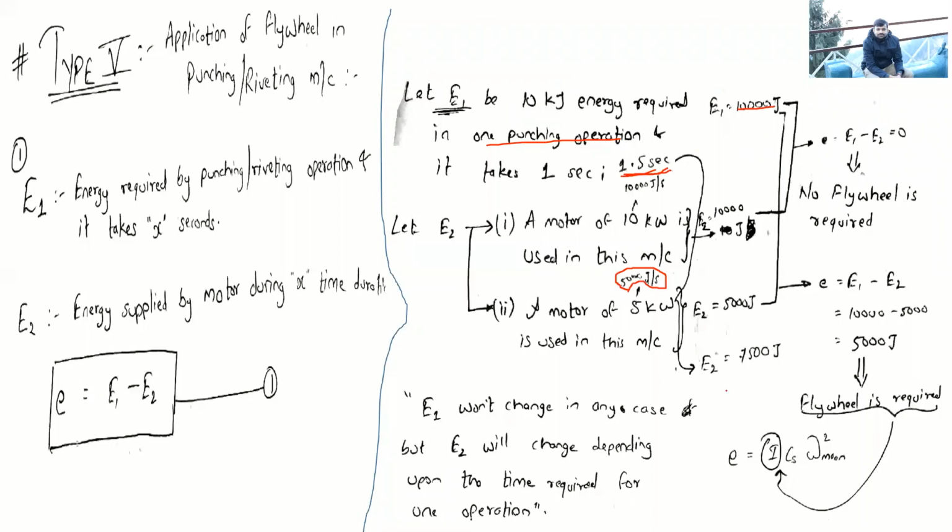So what will happen in 1.5 seconds? How much will this be able to produce? That is 5,000, and we require 50% more, because 50% more time has been added. So in the next half second, the amount supplied by the motor will be 5,000 plus 2,500. That is 7,500 joules of energy this motor is supplying in 1.5 seconds. This is how the time parameter comes into the picture. I hope this is clear to you.